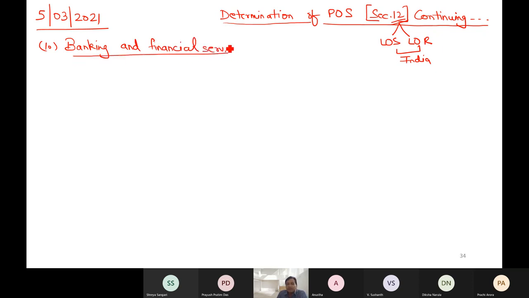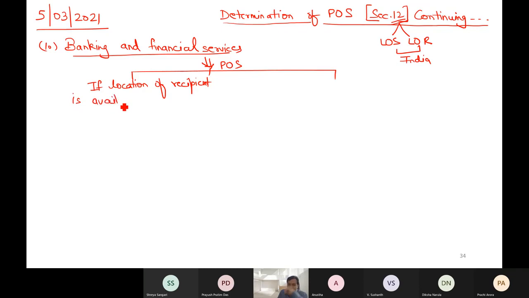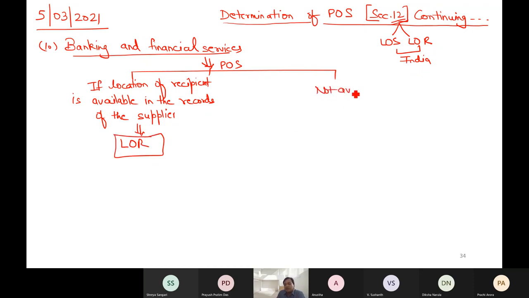Now what is the rule? What is the place of supply in this case? The place of supply is: check if the location of recipient is available in the records of the supplier, then what is the place of supply? Location of recipient is the place of supply. If location of recipient is not available in the records of the supplier, then location of supplier is the place of supply.